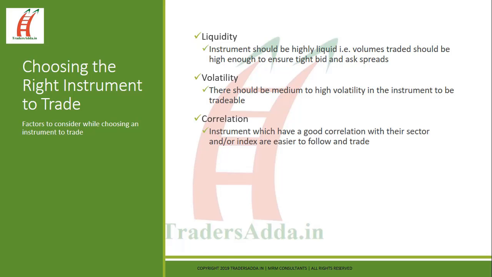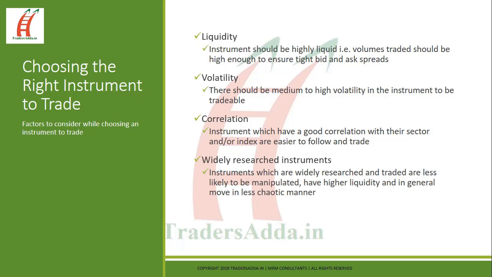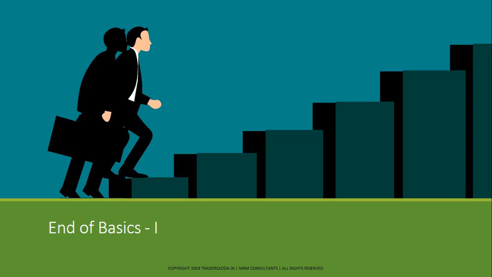Correlation: instruments which have a good correlation with their sector and/or index are easier to follow and trade. Widely researched instruments: instruments which are widely researched and traded are less likely to be manipulated, have higher liquidity and in general move in a less chaotic manner. End of basics.